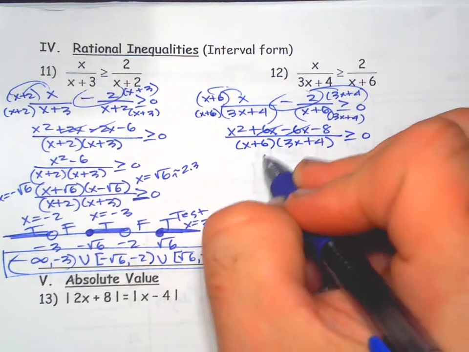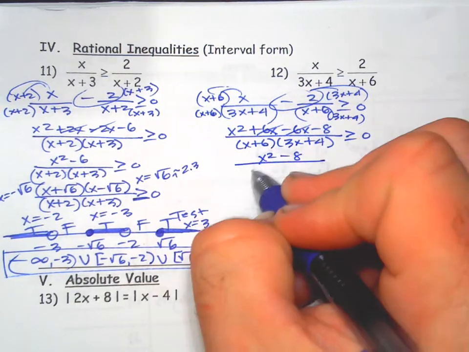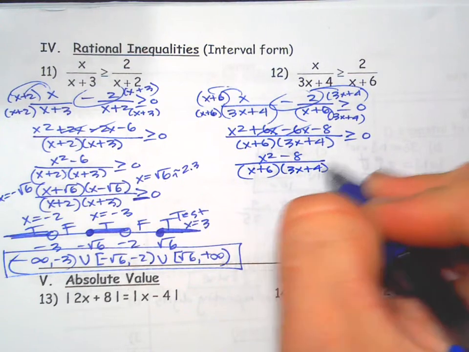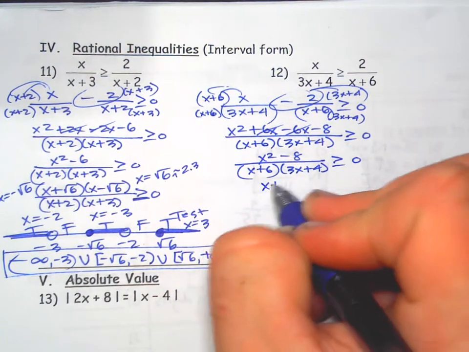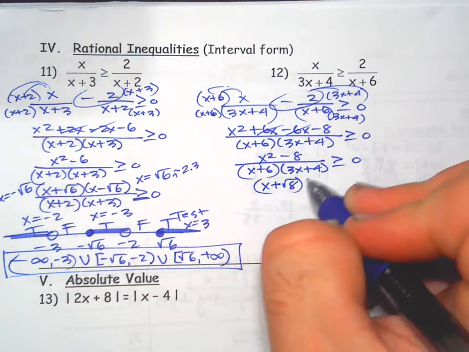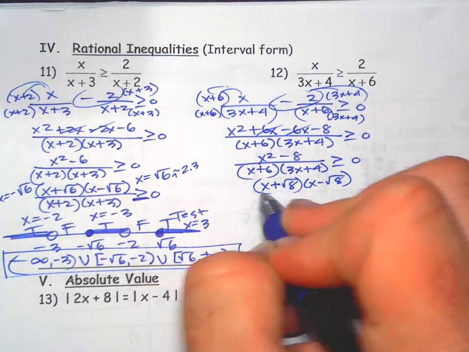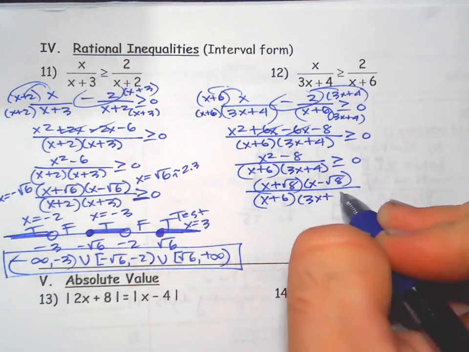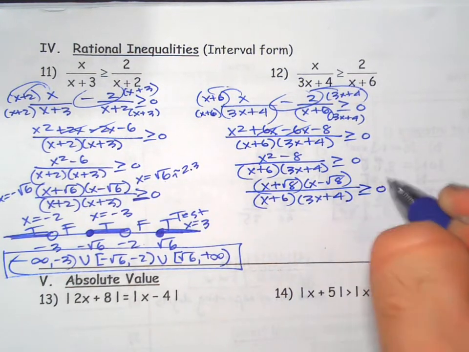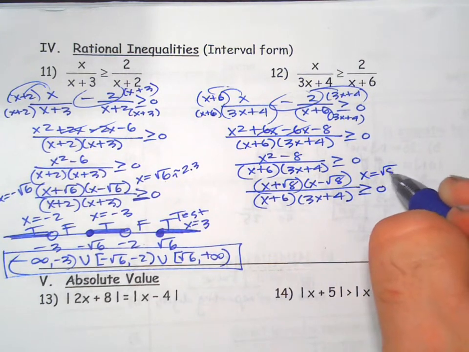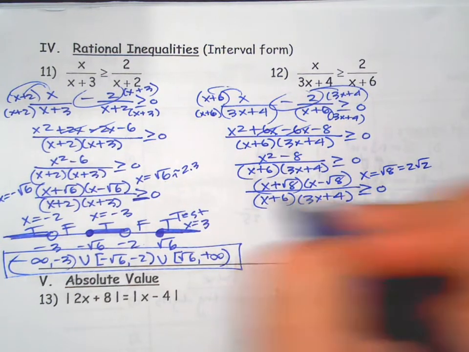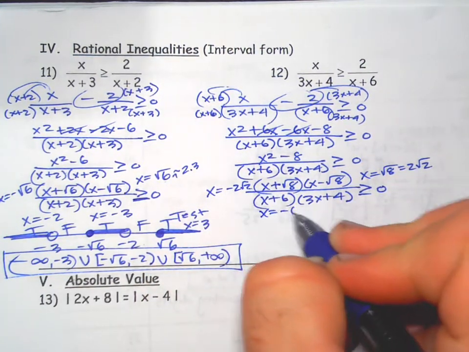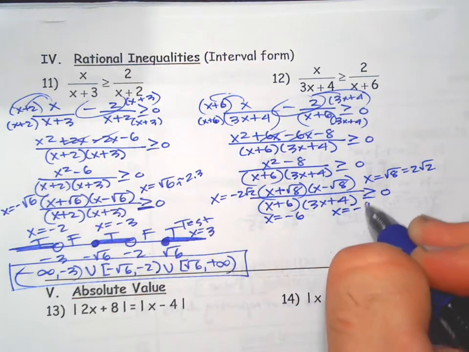Top, simplify. x plus square root of 8, x minus square root of 8. Now, on the top, I'm going to get x equals square root of 8, which is 2 root 2 simplified. Here you get negative 2 root 2. x equals negative 6. x equals negative 4/3.